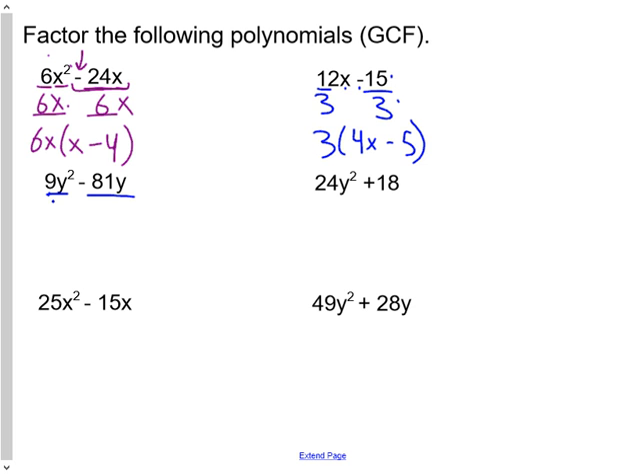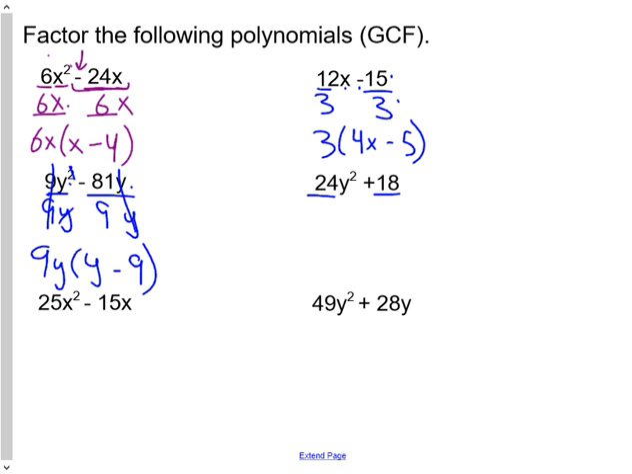Next one, 9y squared minus 81y. They both have a 9, 9 and 81, multiples of 9. And then y squared and y, we can only pull out 1 y each time. So we get 9y, 9y squared over 9 is 1, y squared over y is y. The y's cancel on the next one, negative 81 over 9 is minus 9.